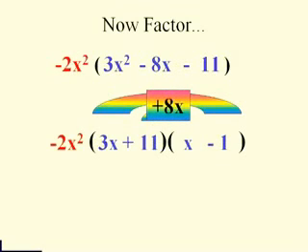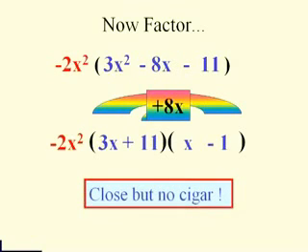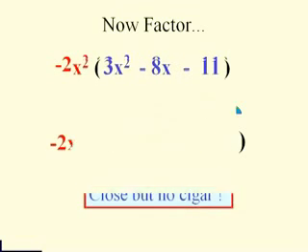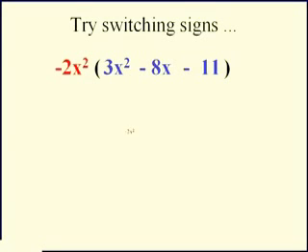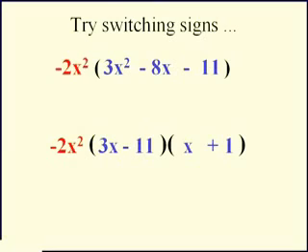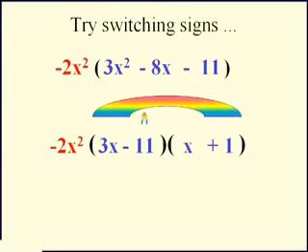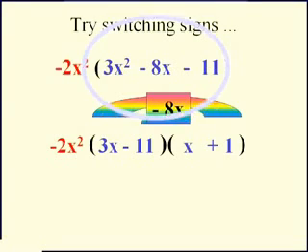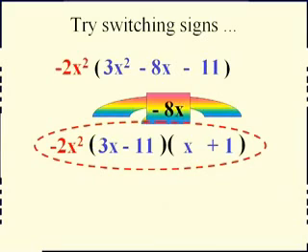I'm still not very good at this guessing part, am I? But I'm not going to give up. That's the key. I'm not going to give up. All I'm going to do is switch the signs. I'll do it. 3x and x. This time minus 11 and 1. And I get a 3, a minus 11, and I know I'm right. Doesn't get much harder than that.